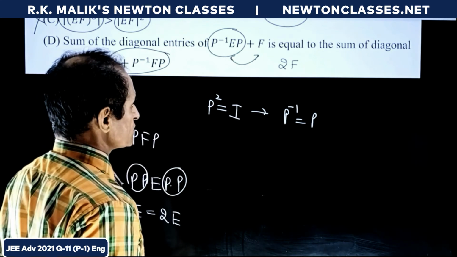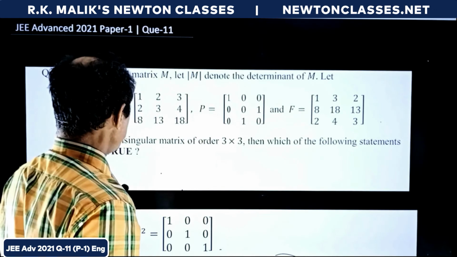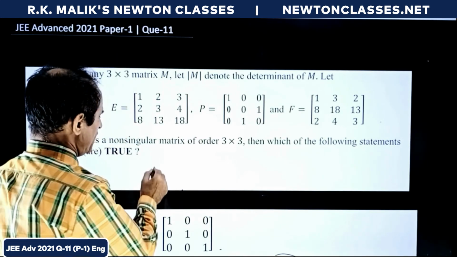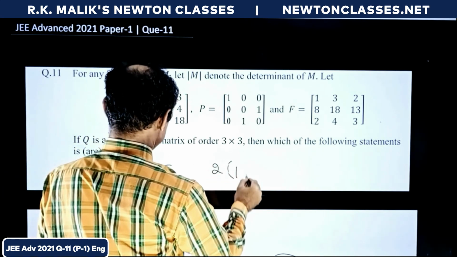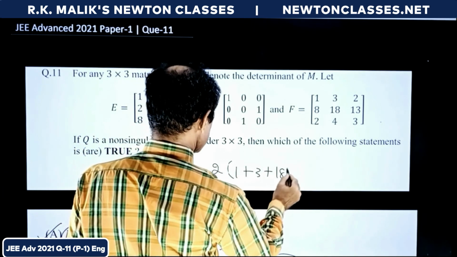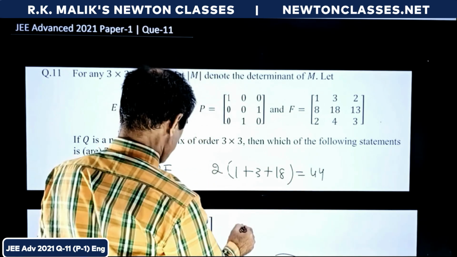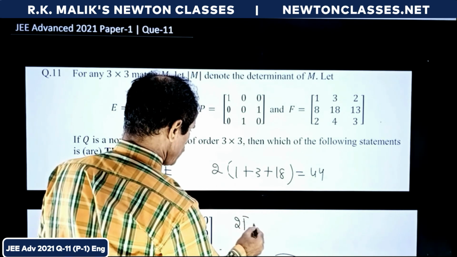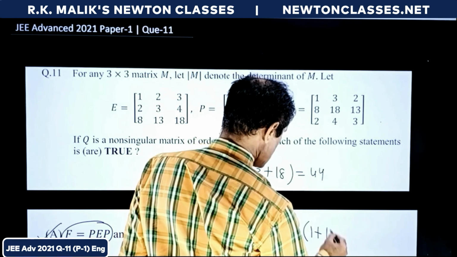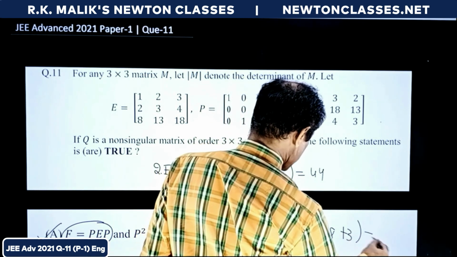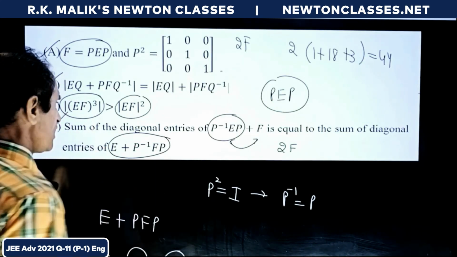Now we'll calculate the sum of the diagonal elements of 2F and 2E. Obviously, sum of the diagonal elements of 2E will be 2 into 1 plus 3 plus 18, that is 44, and sum of the diagonal elements of 2F will also be 2 into 1 plus 18 plus 3, that is again 44. Hence, D is also correct choice.